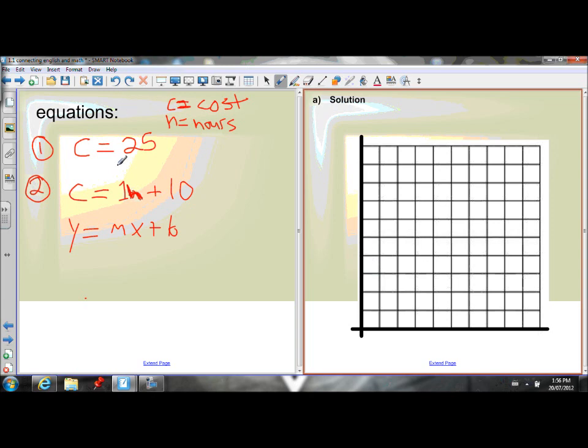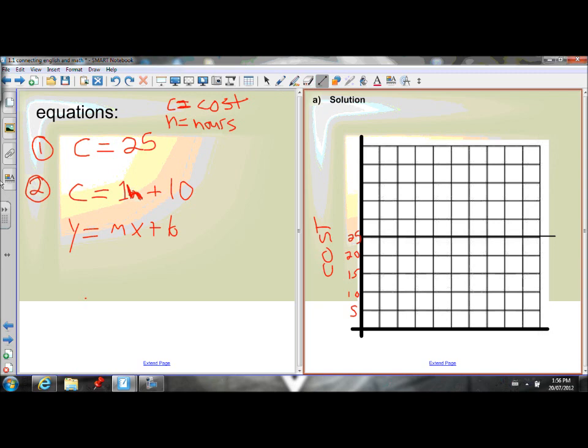Let's graph the first one first. Let's make our scale actually first. This will be my cost, and I'm going to make this go up by 5s: 5, 10, 15, 20, 25. I know my cost of the first company is 25 all the time. It's never going to go up or down. The cost is always 25. So my cost is just a horizontal line through 25.